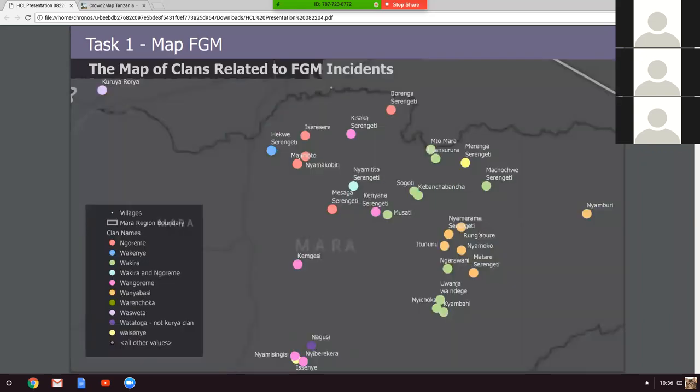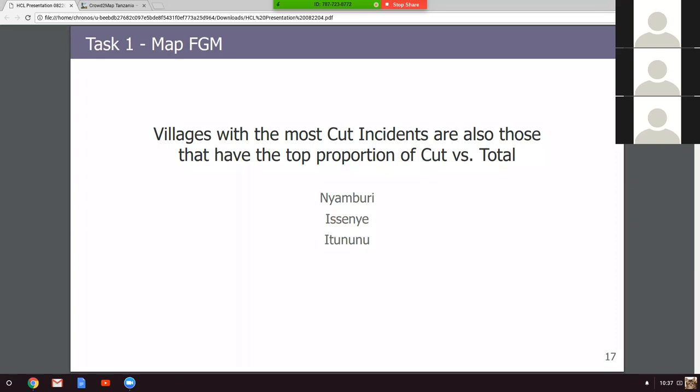People also think that clan type might play a role in the cutting incidents, so I looked at the clan type as well. As you can see, the Wakira and Wanyabasi are the most popular clan types in these villages. As an overview, the villages with the most cut incidents are also those that have a high proportion of cut versus total. Those villages are Niambari, Isenye, and Itununu.